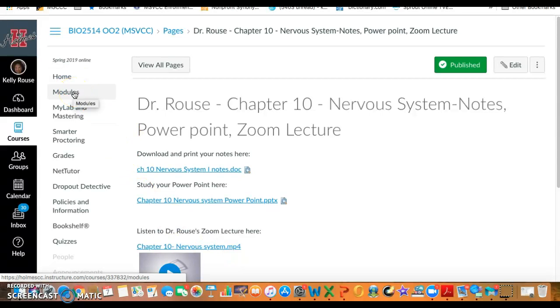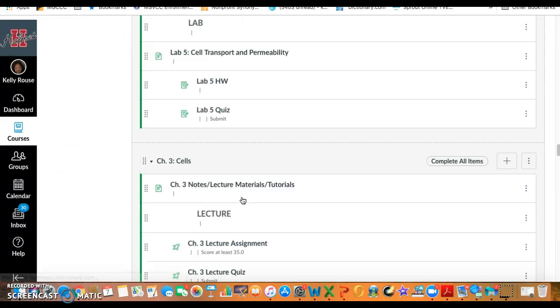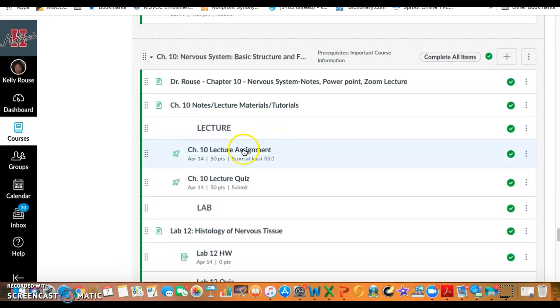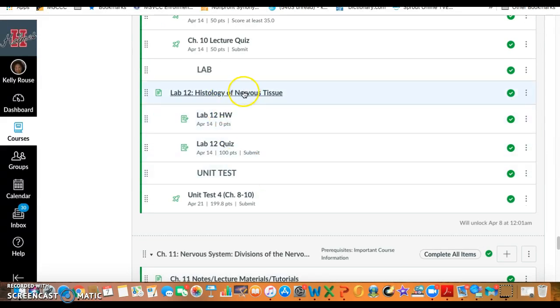So again, when you look at modules for Chapter 10, and there it is. You see the information that I provided, the other ancillary information that you can certainly refer to. Very, very good information there. Here is your lecture assignment and then your lecture quiz. And then you have histology of nervous system tissues. So that's lab 12. And then you got lab 12 homework and lab 12 quiz. And then you're going to have a unit test.